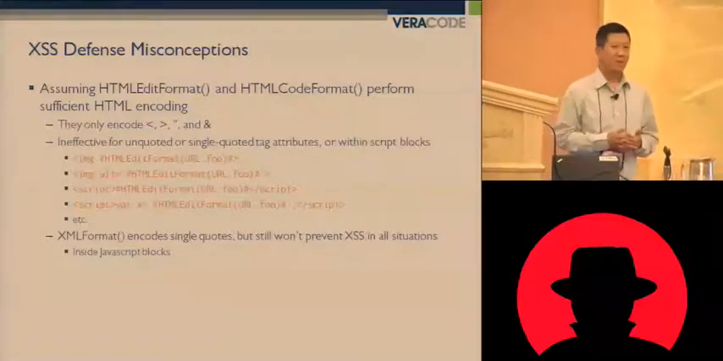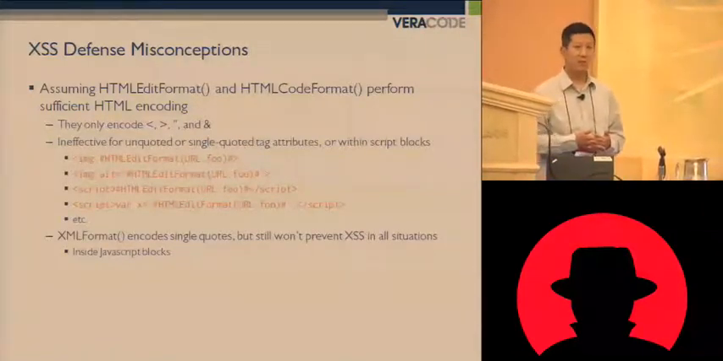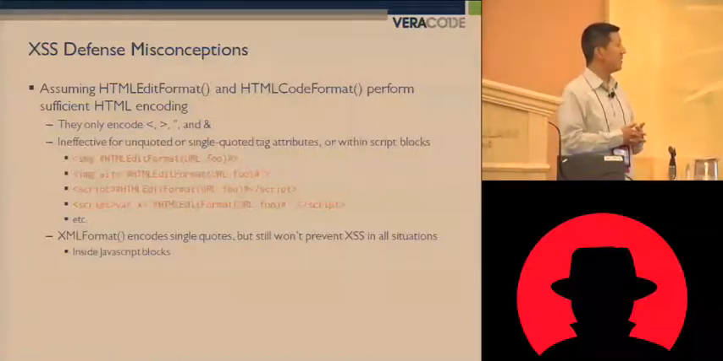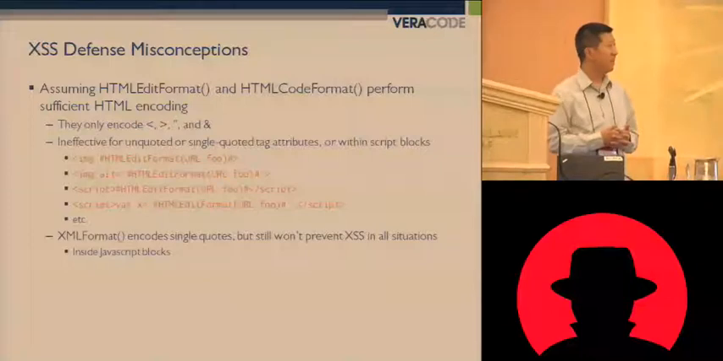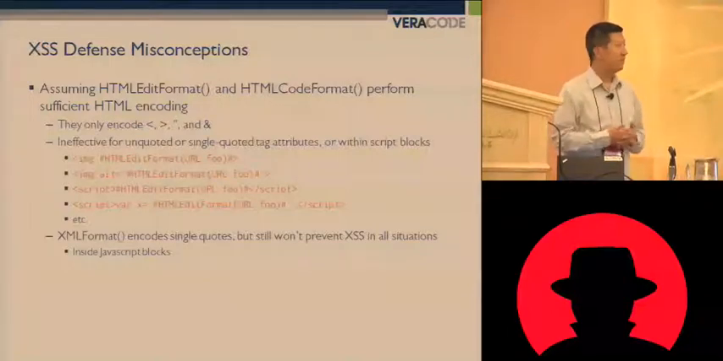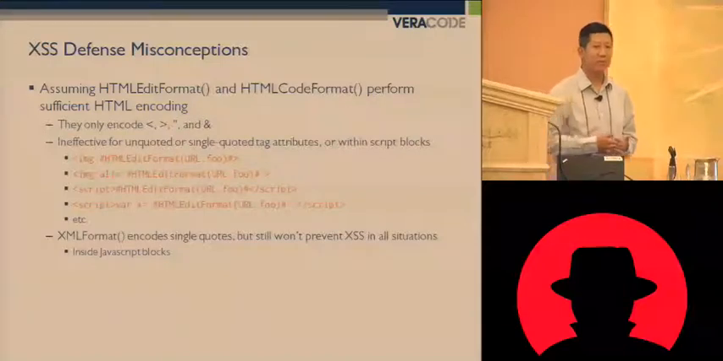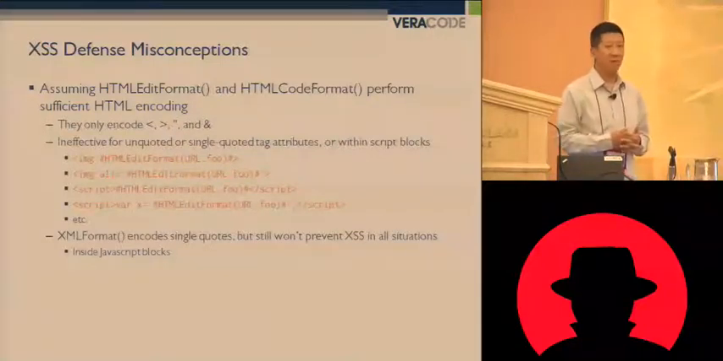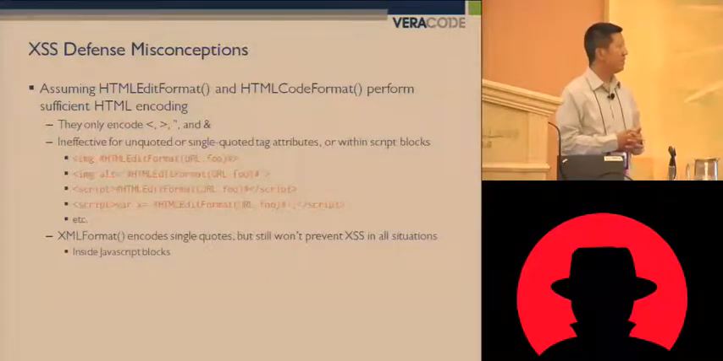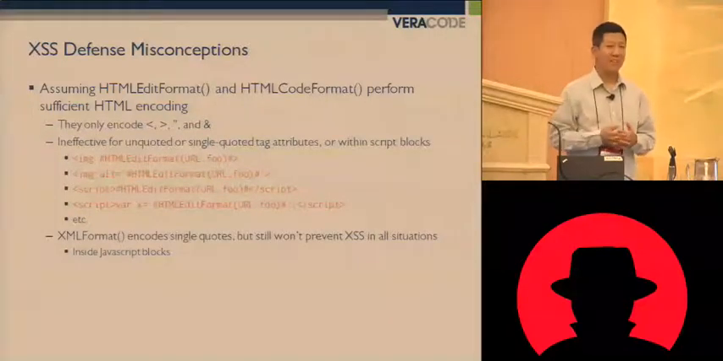Like most programming languages, ColdFusion gives you a few APIs that you can use to do HTML encoding. The two that they give you are HTMLEditFormat and HTMLCodeFormat. Those take the input that's given to them, and they replace open and close bracket, double quote, and ampersand with the HTML entity equivalents, which will prevent some cross-site scripting attacks from succeeding. However, they don't encode single quotes, and for any attributes that are unquoted or single quoted, or something that's already within a script block, it's not going to help you.